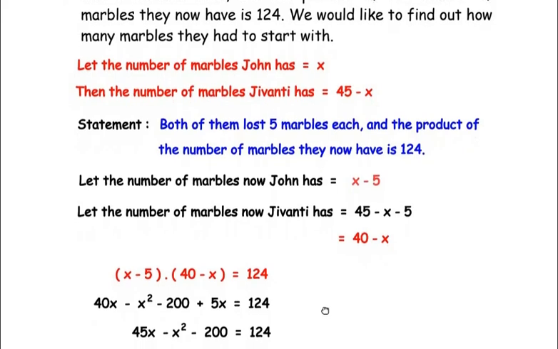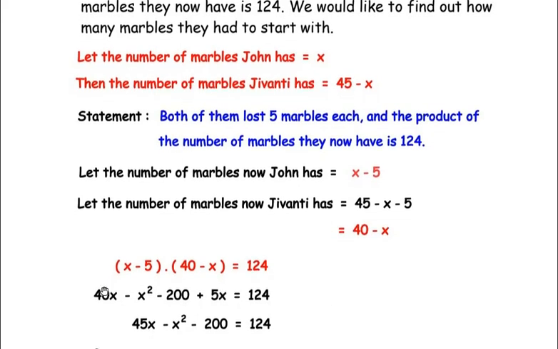Now in the next step we simplify this equation. Here we have 40x plus 5x. They both are like terms, so we are going to add them up, giving us 45x minus x square minus 200 is equal to 124.